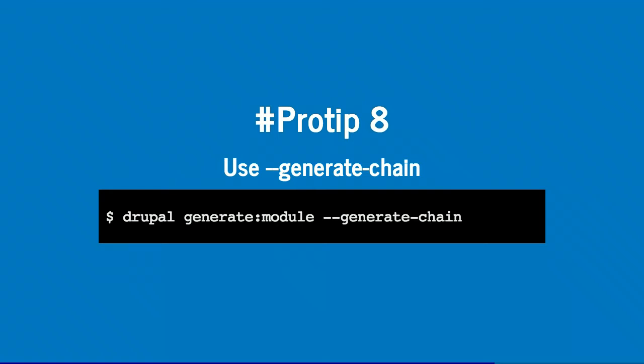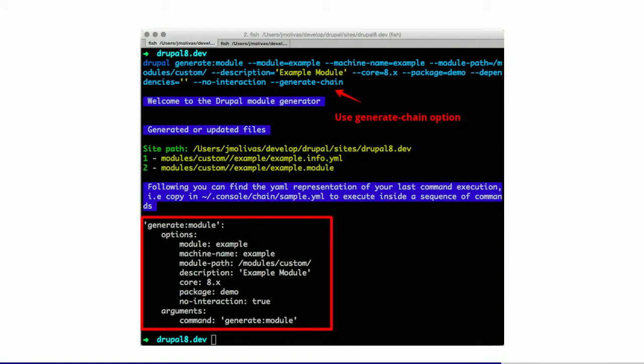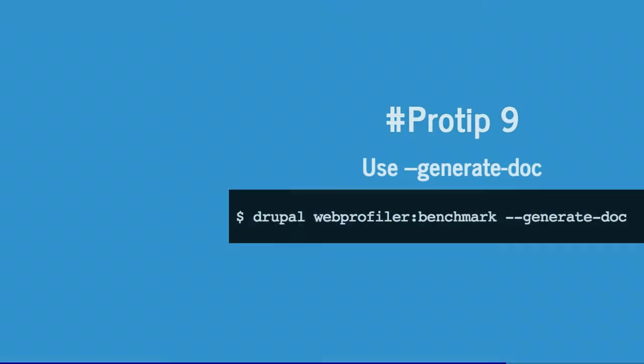Same thing for chain. I told you that you can chain commands, maybe you don't know how to do that. Well, use dash generate chain, run the command, and this is the output. So you can copy this, put it into a YAML file, and you are ready to go to have all these commands executed at once.